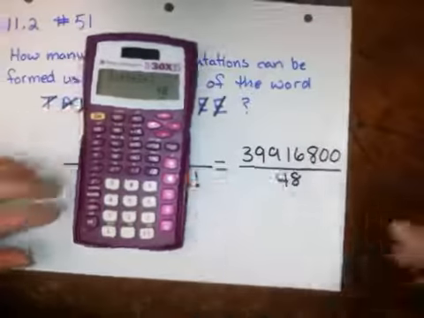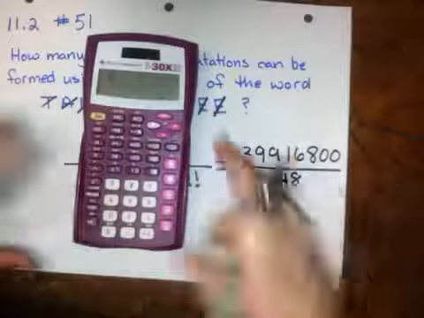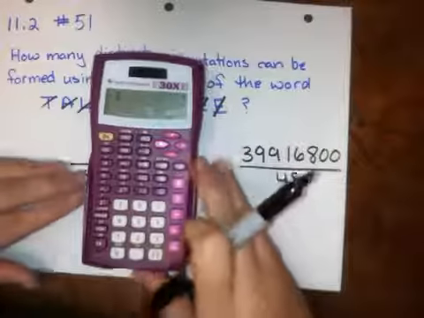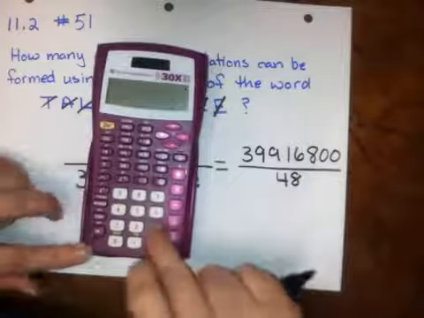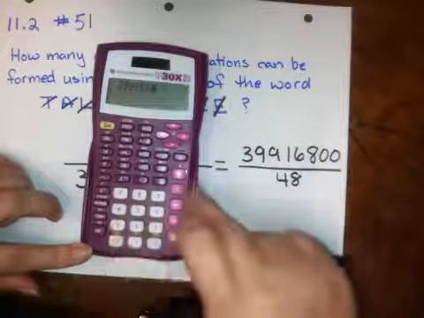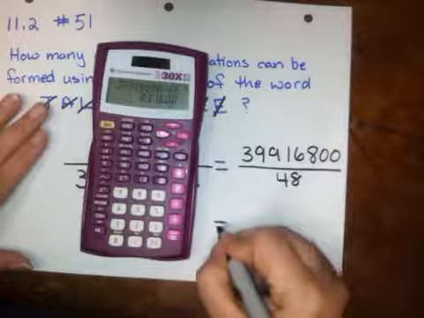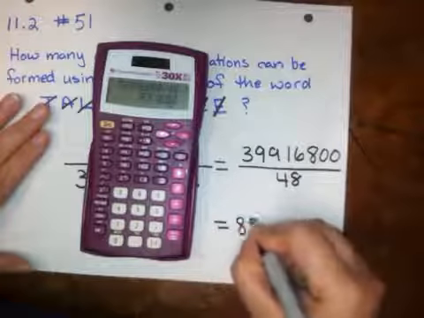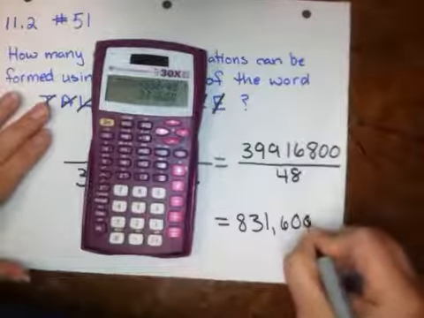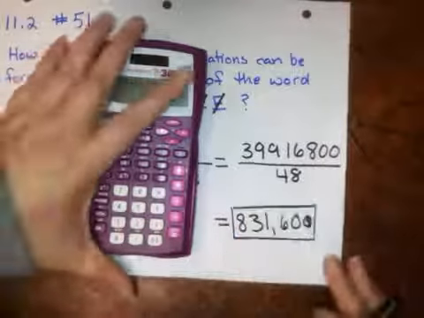So let's go ahead and divide that and see if we can reduce it, which I'm pretty sure we can. Since what we're looking for is distinct permutations, it should actually come out to be a whole number. So we get 39,916,800 divided by 48, and the answer is 831,600. And so that's our answer there.